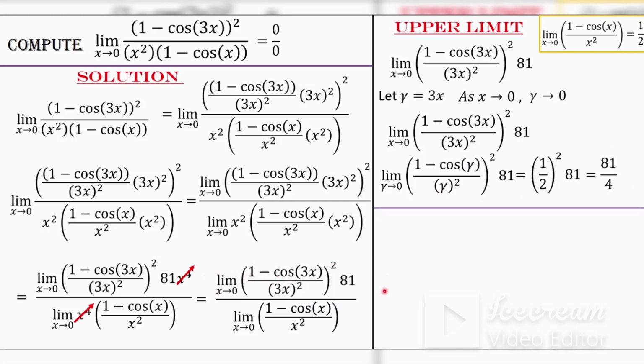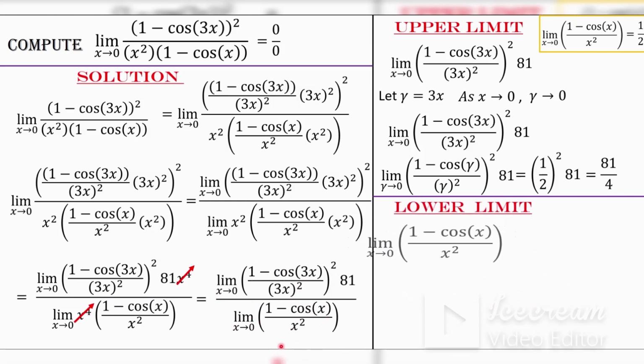Let us therefore move into the lower limit, that's the limit in the denominator. You can clearly see that this is very good for us, because the limit of the denominator is the same fundamental limit. So the lower limit is simply going to give us a half.